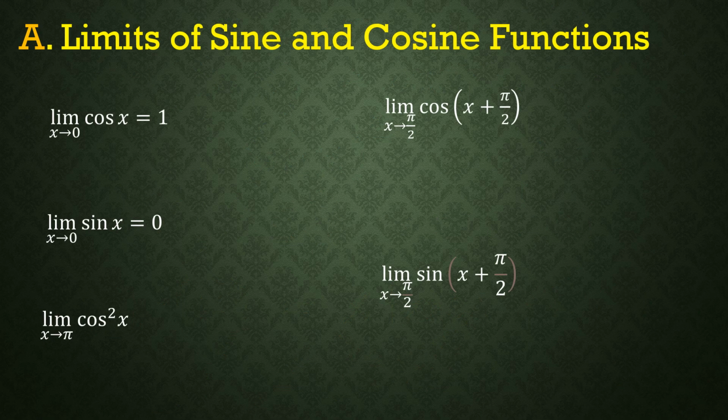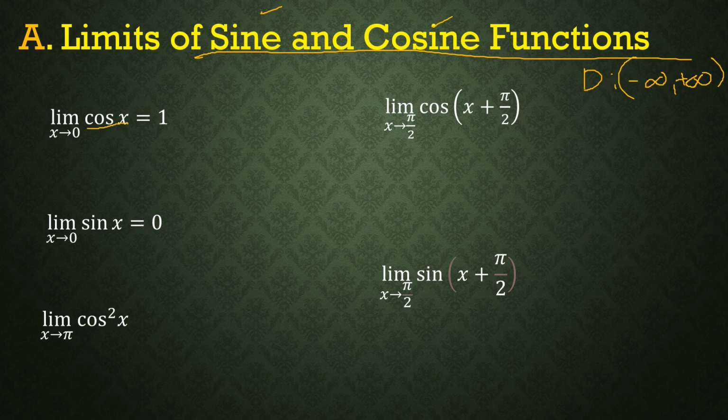So let us begin by understanding the limits of sine and cosine function. But first we need to understand that the domain of the sine and cosine is the set of all real numbers. Therefore, if that is a set of all real numbers, then direct substitution can be done. So let's have number 1. Limit of cosine x as x approaches 0 is 1. Yes, that is 1. Because 0 is also 2 pi.